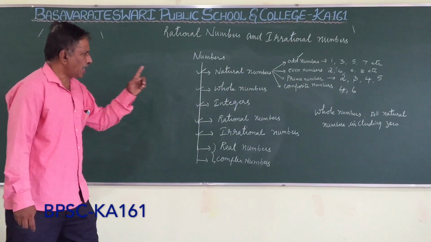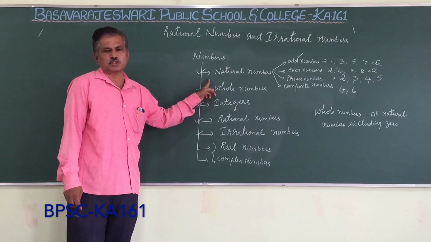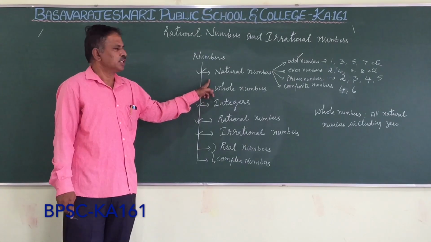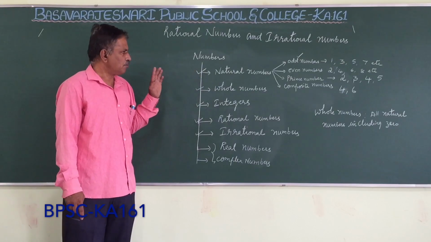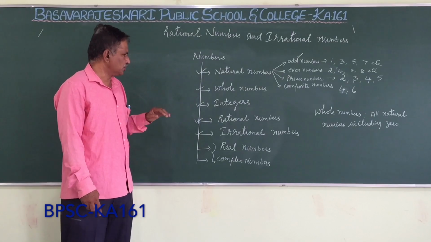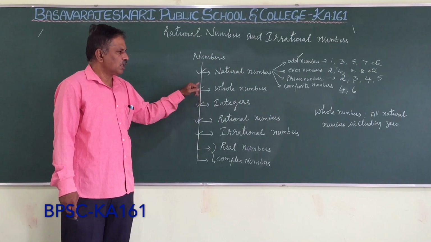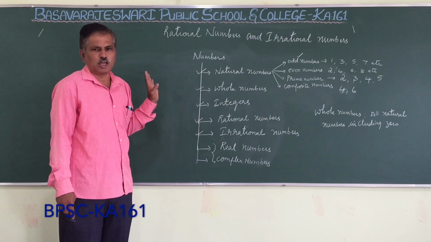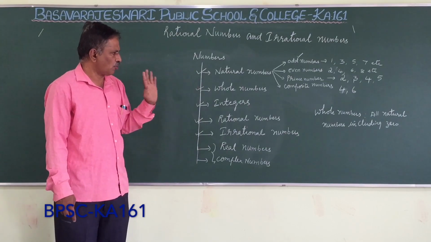I repeat again, natural numbers means those numbers which are counting numbers, they are called natural numbers. Natural numbers are of type odd, even, prime number as well as composite number. Then whole numbers means all the natural numbers including 0. Please note down this one.